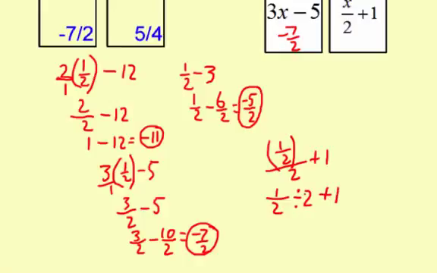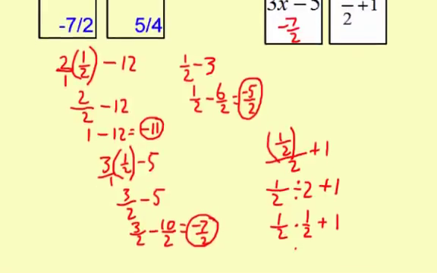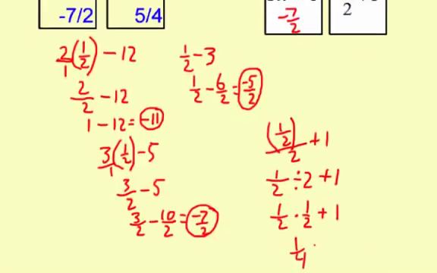Remember to divide by 2. Well, I could flip and multiply. I could do 1/2 times 1/2 plus 1. So this problem's a lot easier now. 1/2 times 1/2 is 1/4, and then plus 1.